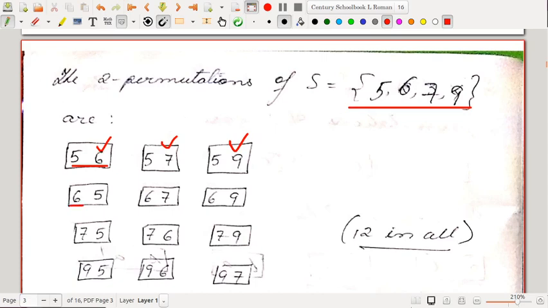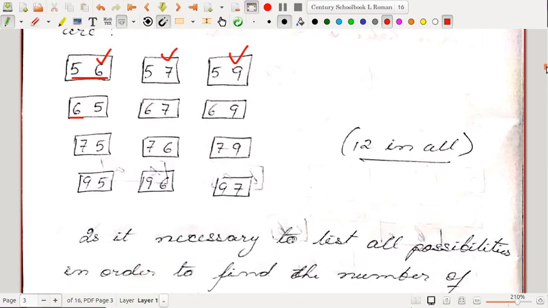Start with the second element, that is 6, and write all other possible elements in the second place. Start with the third element, that is 7, and write all other possibilities. Start with the fourth element, 9, and write all other possibilities. So there are 12 in all.